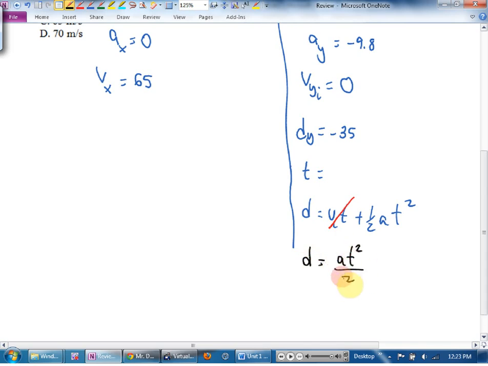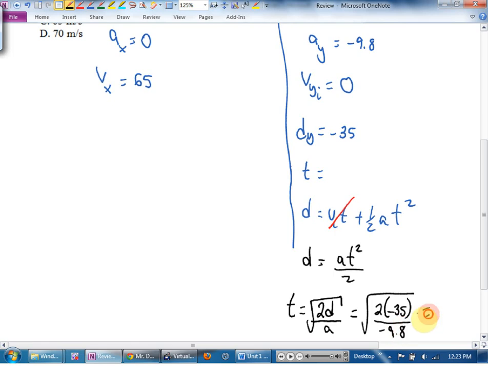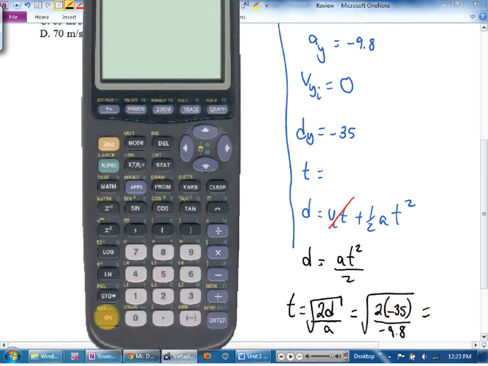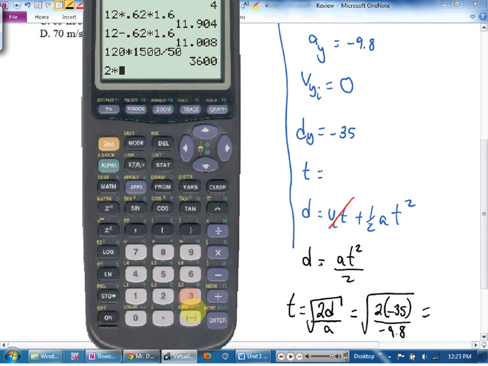Let's get the T by itself. Times by 2, divide by A, square root. Is that okay? T is going to be the square root of 2 times negative 35 divided by negative 9.8. My negatives cancel, which is a good thing. Time of flight is 2.673.